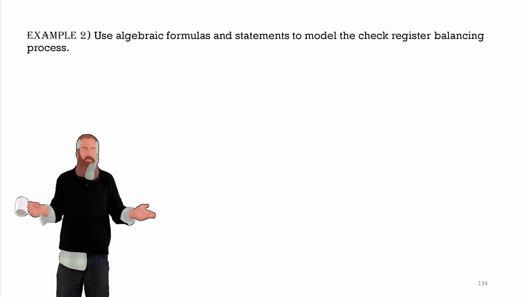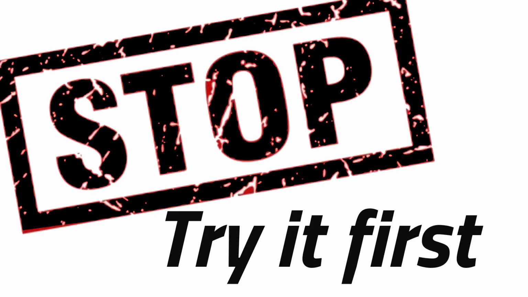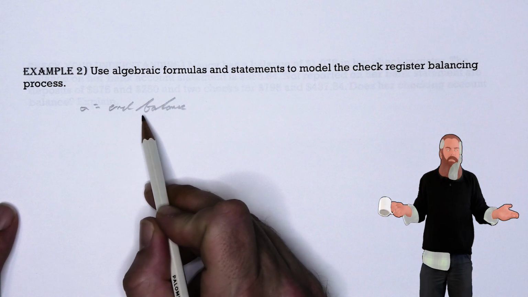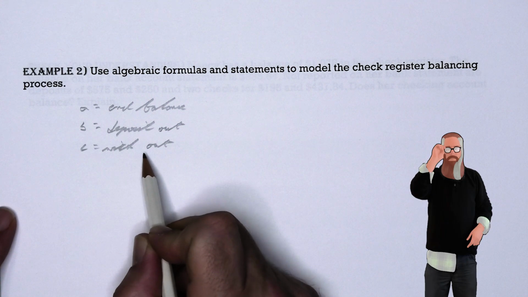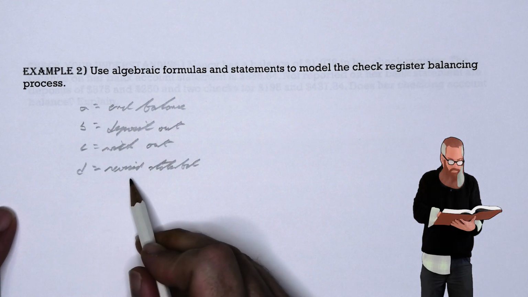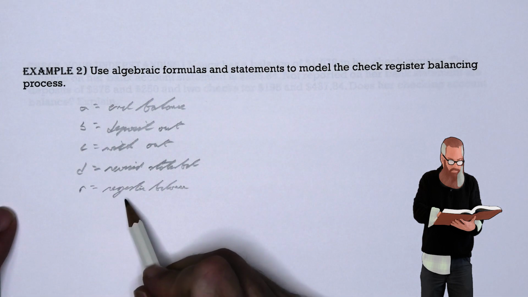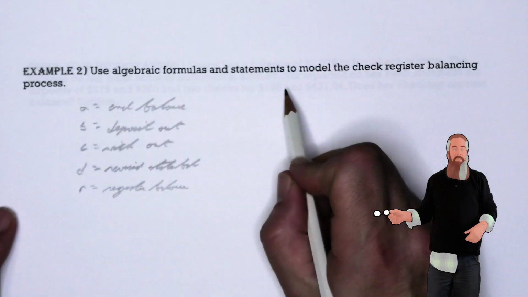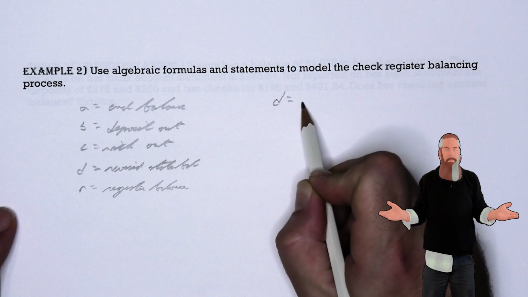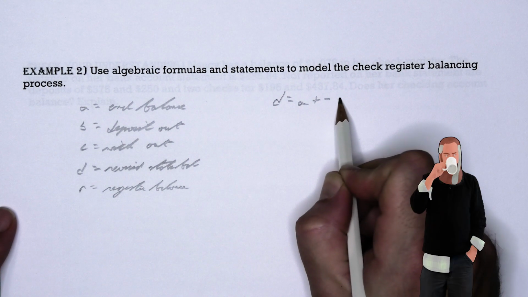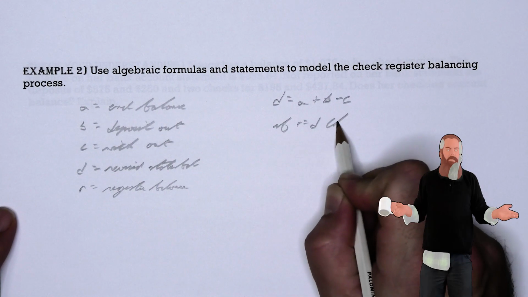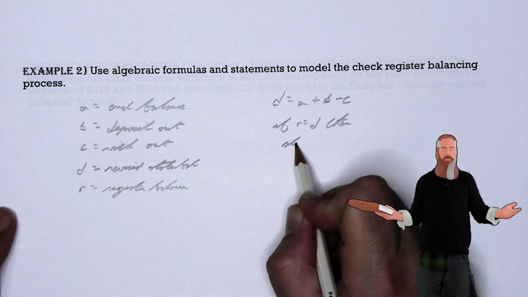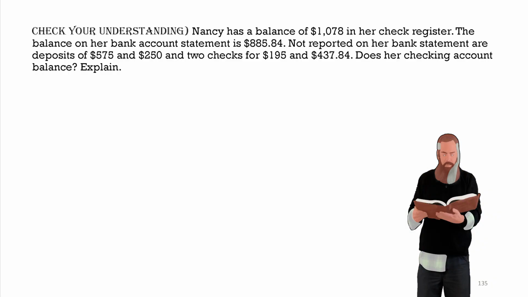Let's use an algebraic formula and statement to model a check register balancing process. We can let A equal the end balance, B equal the deposit outstanding, C equal withdrawals outstanding, D equal a revised statement balance, and R equal the register balance. Now, the revised statement balance is going to be our A plus B minus C. And if R is equal to D, then the statement is reconciled. Let's check your understanding of this.